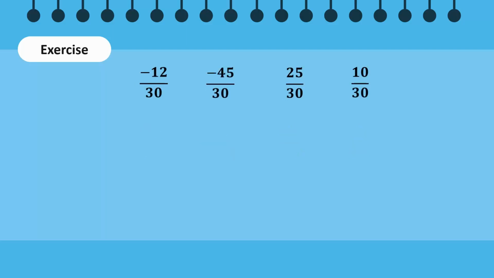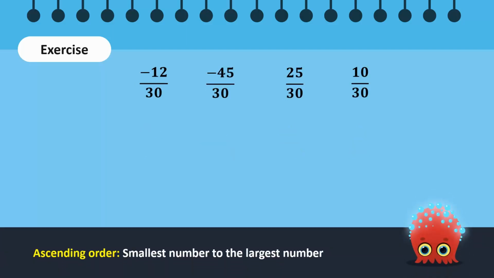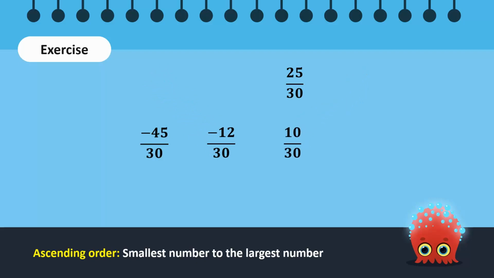To sort them in ascending order, we write the smallest fraction first, which is minus 45 over 30, followed by minus 12 over 30, 10 over 30, and finally 25 over 30. These are then simplified to their original form as shown.